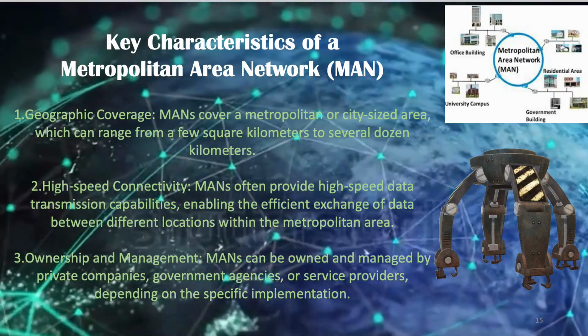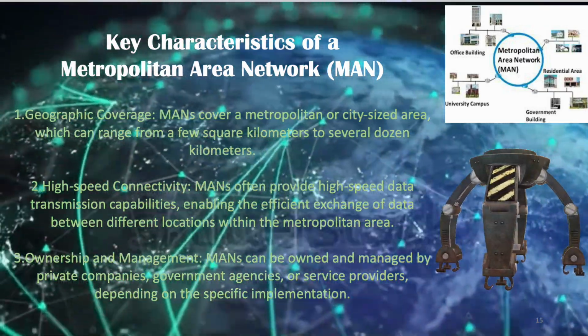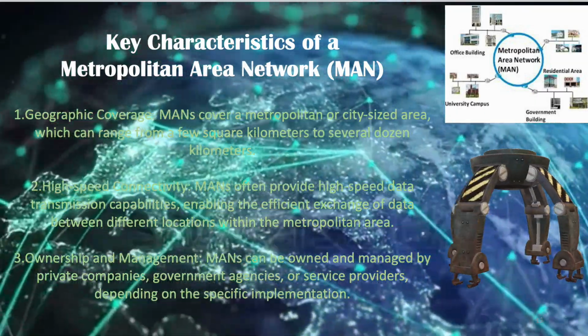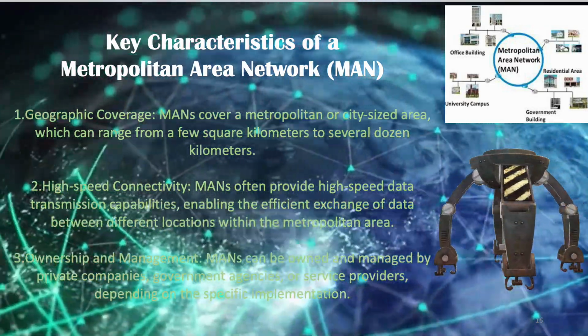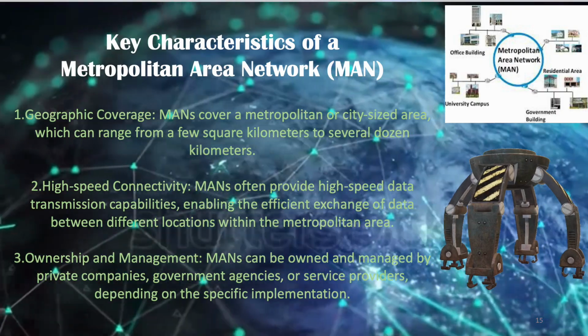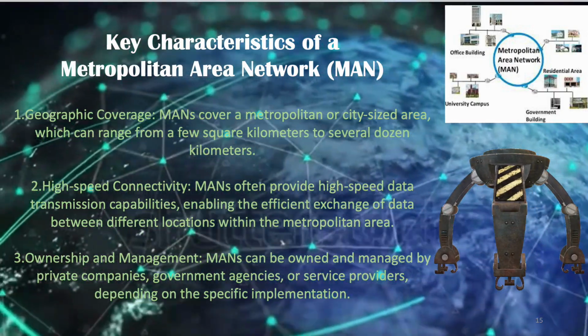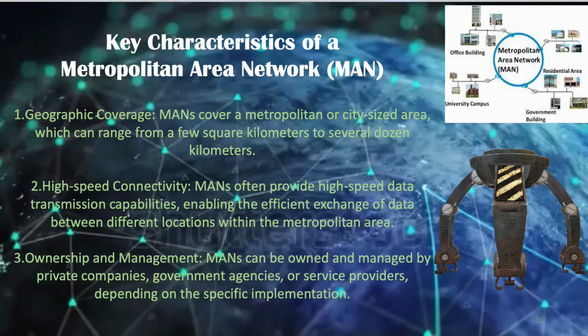Key characteristics of a metropolitan area network, MAN, include geographic coverage. MANs cover a metropolitan or city-sized area, which can range from a few square kilometers to several dozen kilometers. Second one is high-speed connectivity. MANs often provide high-speed data transmission capabilities, enabling the efficient exchange of data between different locations within the metropolitan area. Third, ownership and management. MANs can be owned and managed by private companies, government agencies, or service providers, depending on a specific implementation.